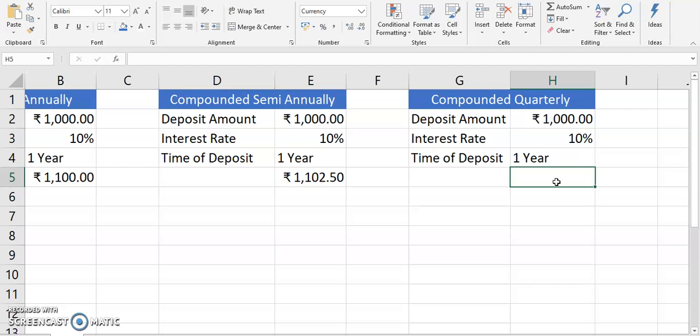compounded quarterly. Compounded quarterly means that the payment is made after every 3 months. In 1 year, there are 4 quarters of 3 months each. So interest payment is made after every 3 months. So there are 4 compounding periods in 1 year. FV, rate.